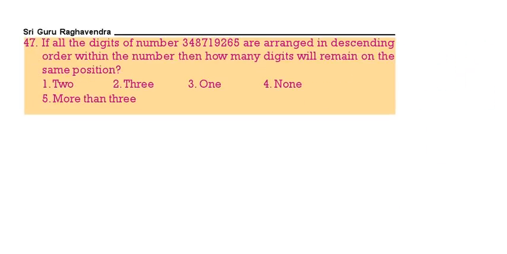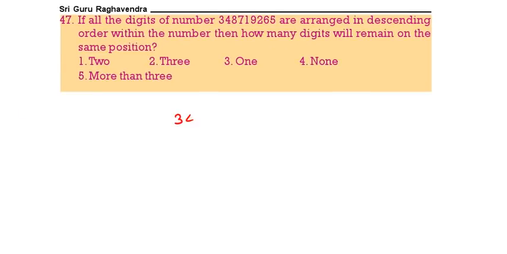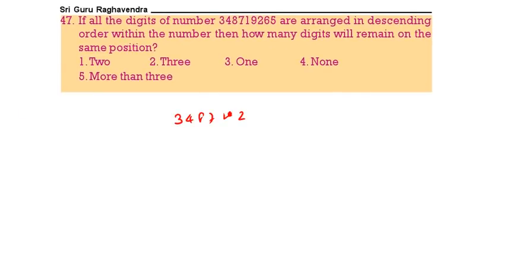Then see the next one. If all the numbers in 3, 4, 8, 7, 1, 9, 2, 6, 5, 3, 4, 8, 7, 1, 9, 2, 6, 5 are arranged in descending order within the number. So we have to arrange these in the descending order within the number. That means we will get 9, 8, then 7, then 6, 5, 4, 3, 2, 1. How many will remain at the same position? So no digit is remaining at the same position.